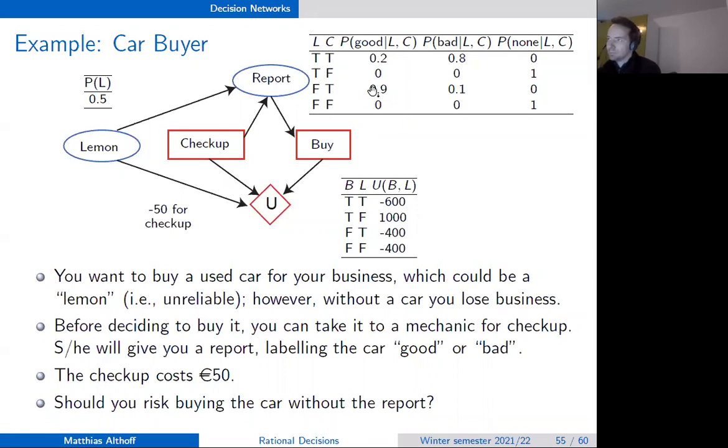And with 90%, he or she would tell you it's good if it's not a lemon, that is a good car, and with 10% that it is bad, although it is not a lemon. And of course, if you don't do any checkup, you will not receive any report, with probability 1.